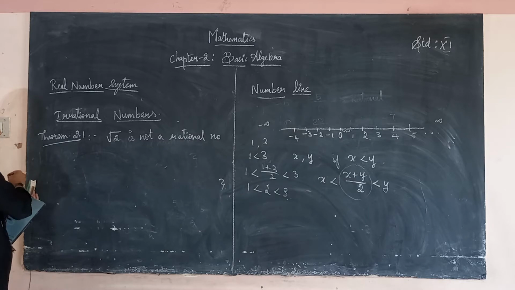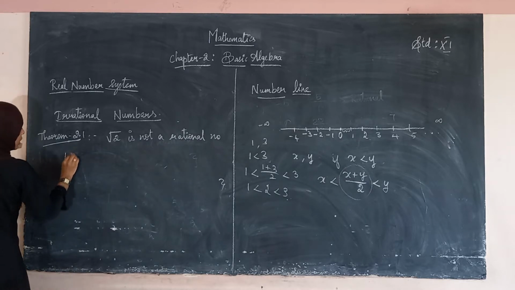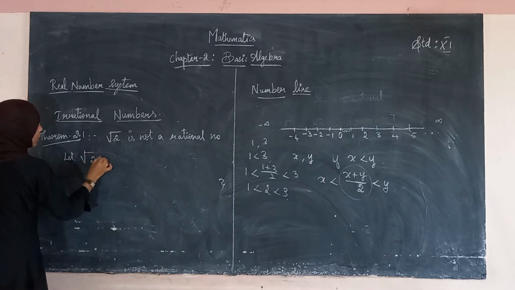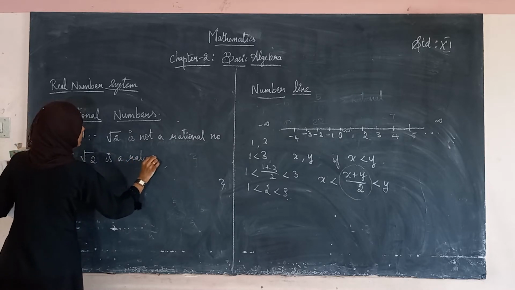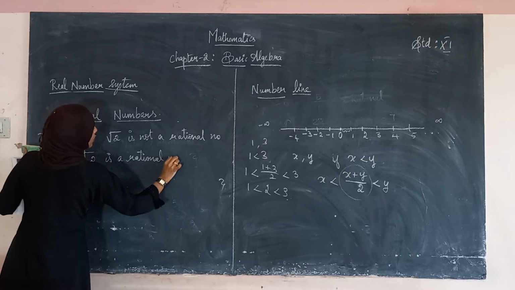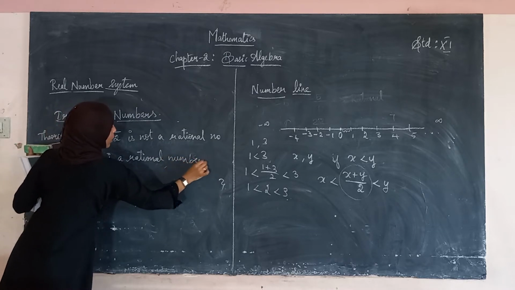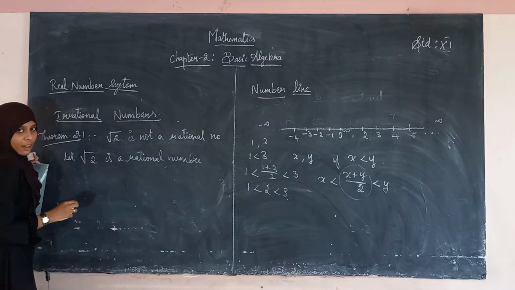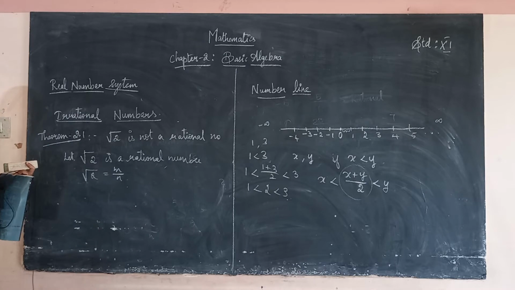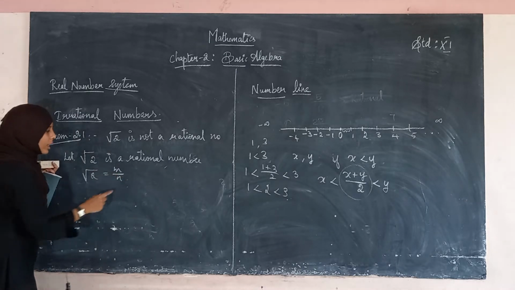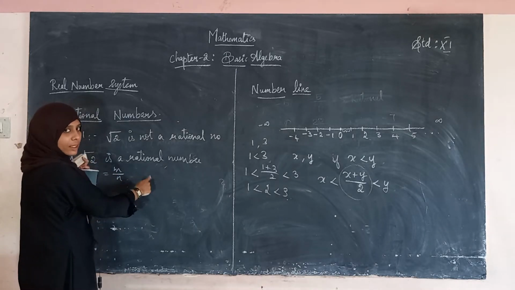Now let us take root 2 to be a rational number. Let us consider this. We know that a rational number will be in the form of m divided by n, right? Root 2 will be equal to m divided by n, where the only common factor of m and n is 1. You have to write that the only common factor of m and n is 1.